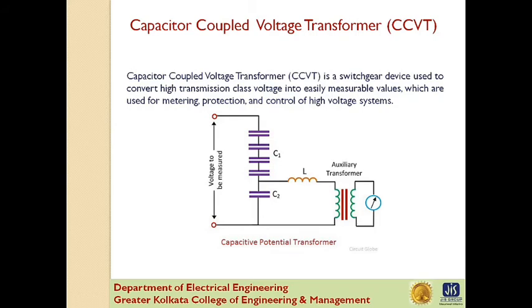Next, CCVT. The full form of CCVT is capacitor coupled voltage transformer. Now CCVT is a switchgear device used to convert high transmission class voltage into easily measurable values which are used for metering, protection and control of high voltage systems. Additionally, CCVT is used as a coupling capacitor for coupling high frequency power line carrier signals to the transmission lines. The working principle is the same as the CVT.